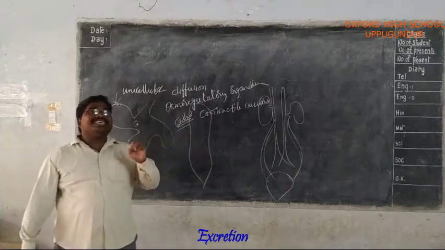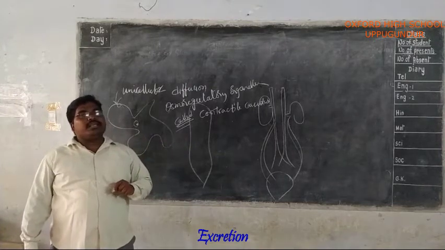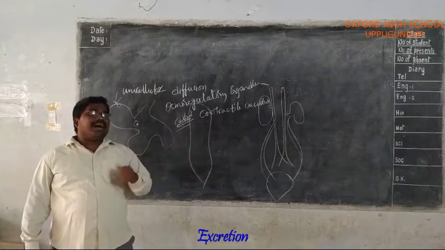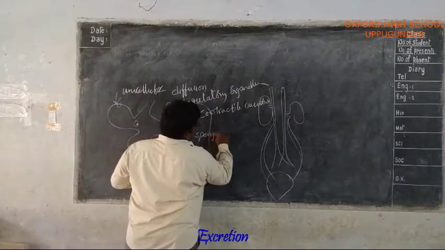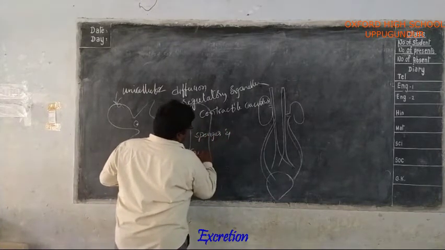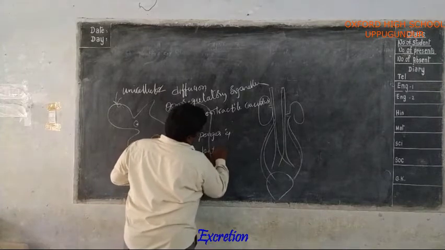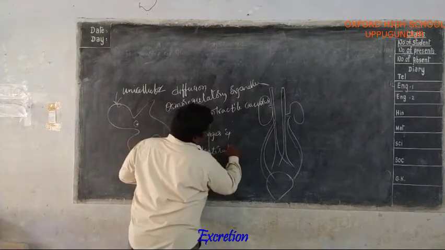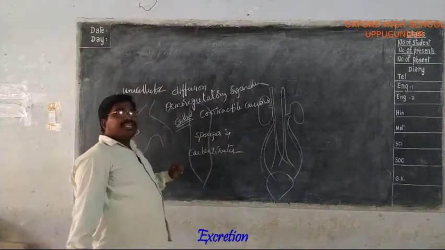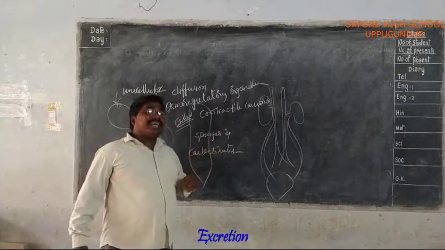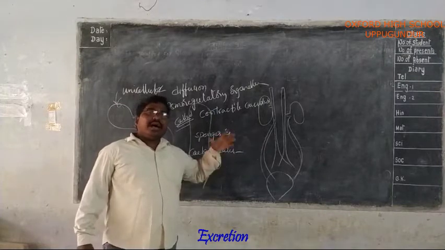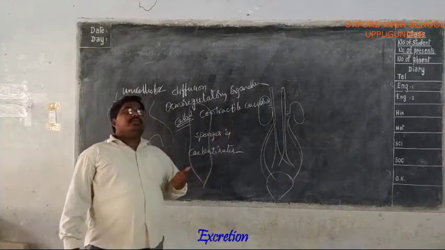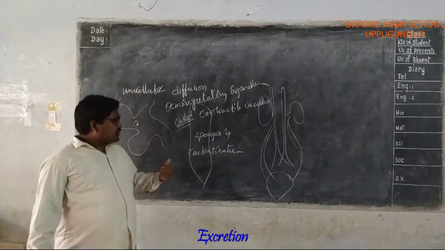The sponges and coelenterates do not have any special excretory organs. What are those? Sponges and coelenterates. They do not have any special excretory organs in their body. Almost all their body is water bathed.